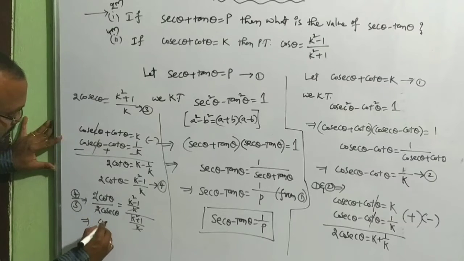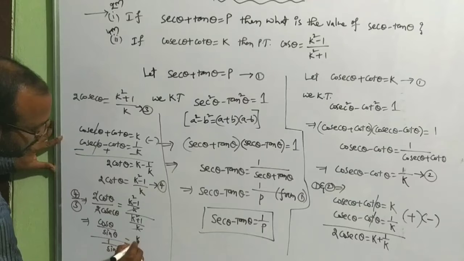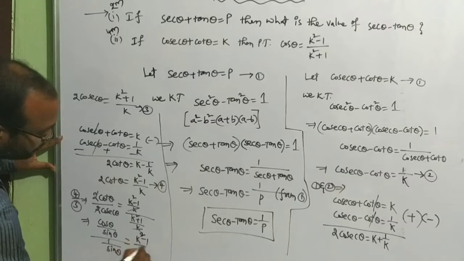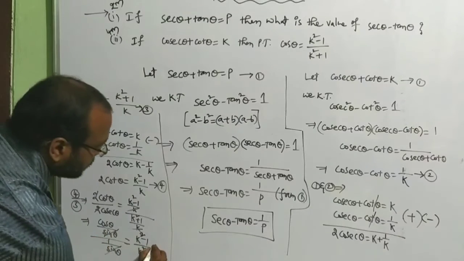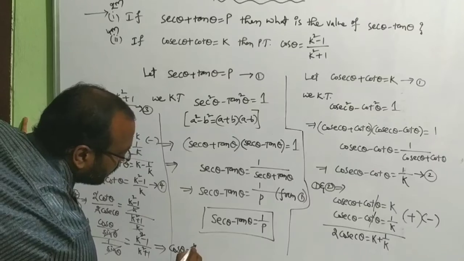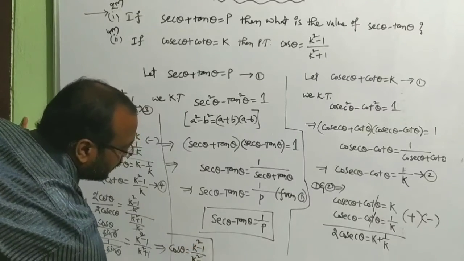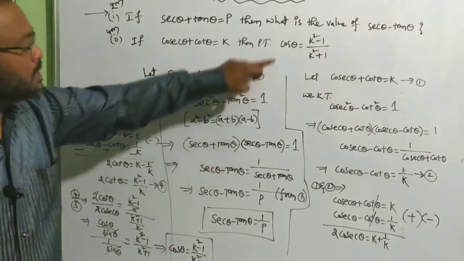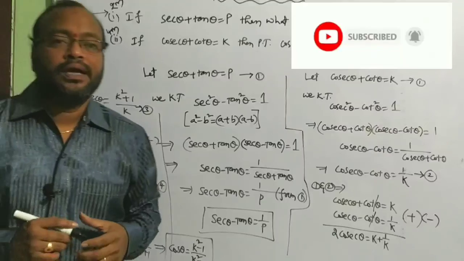Cot theta, this is cos theta by sin theta, by cosec theta, 1 by sin theta. This is equal to k square minus 1 by k square plus 1. Sin theta gets cancelled. So finally our answer is here, cos theta is equal to k square minus 1 by k square plus 1. Like this we can solve the problem. Cos theta is equal to k square minus 1 by k square plus 1. Thank you very much.